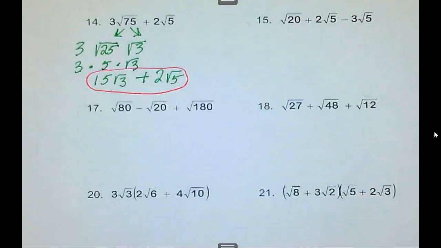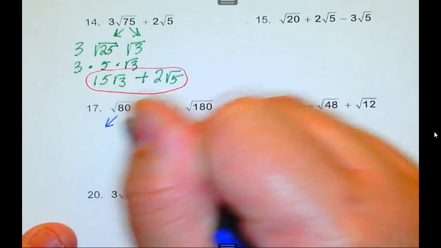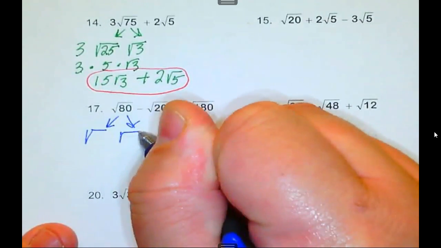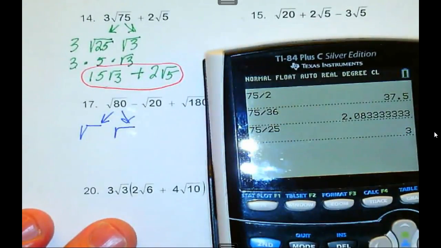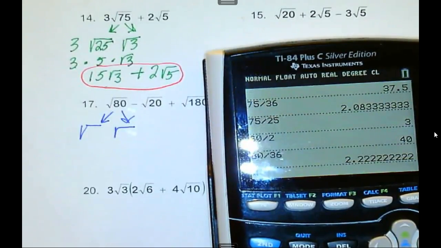Looks like we have to simplify every one of these first, right? Square root of 80. Break it down to perfect and imperfect. Let's see. 80 divided by 2 is 40. What's the largest perfect square under 40? 36, right? So 80 divided by 36. Decimal. Nope, not that one.